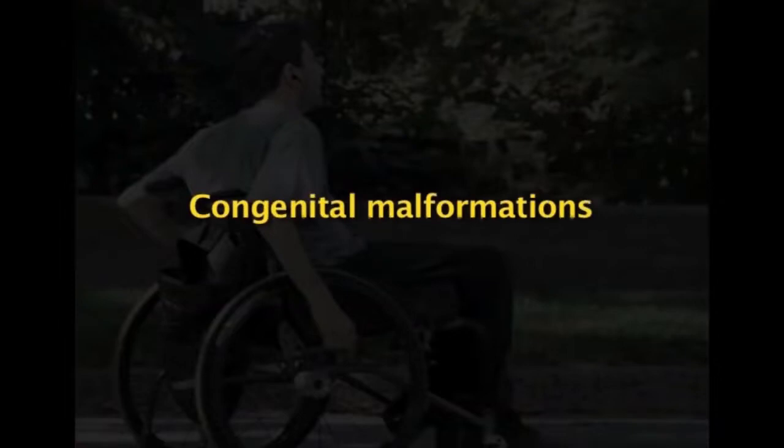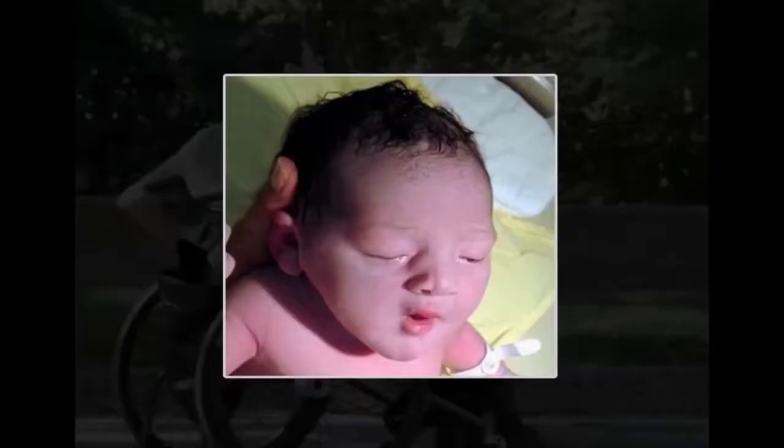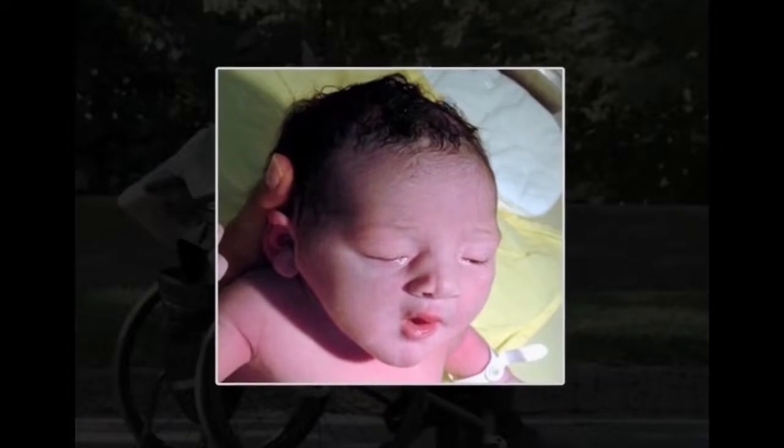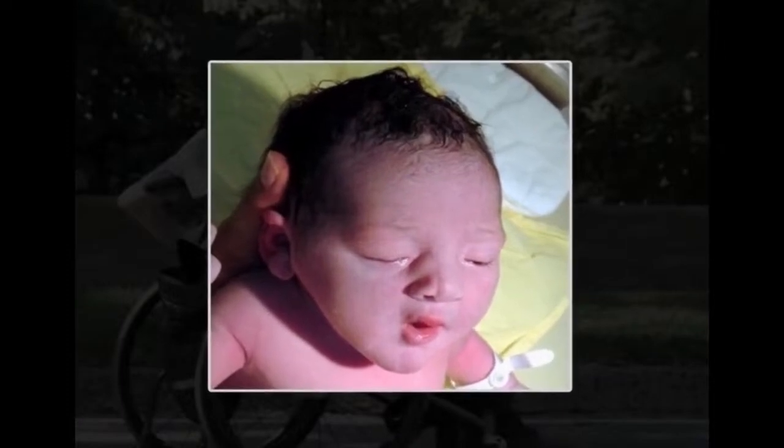Now let us see the next type of physical disability: congenital malformations. A congenital disorder or congenital disease is a condition existing at birth and often before birth, or that develops during the first month of life, that is the neonatal diseases, regardless of causation. There is no particular cause in this.